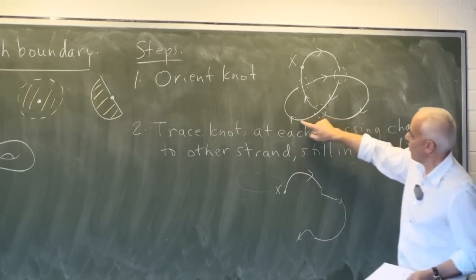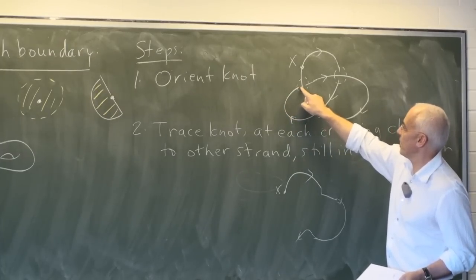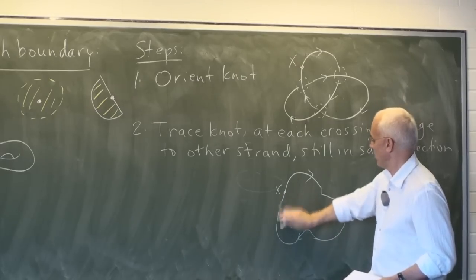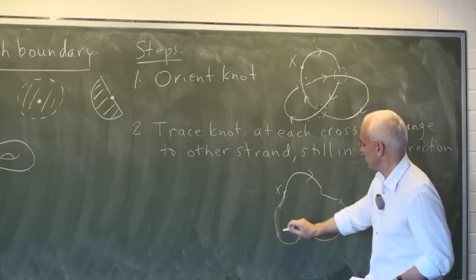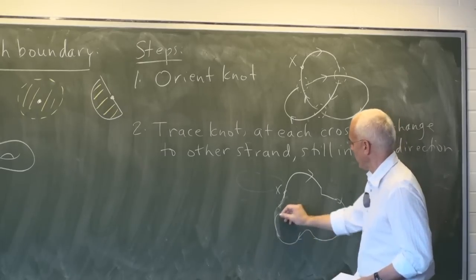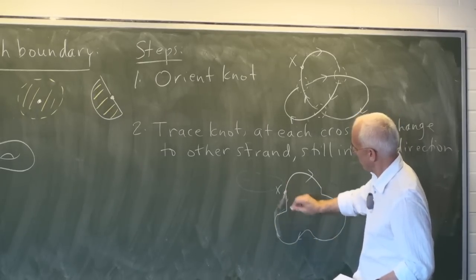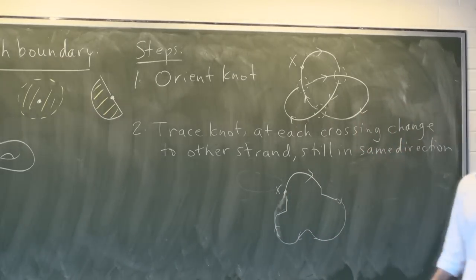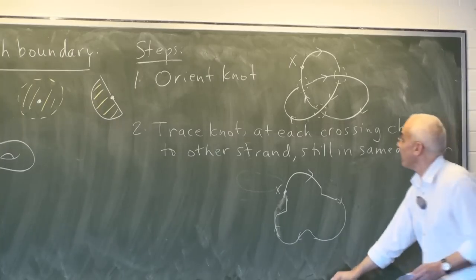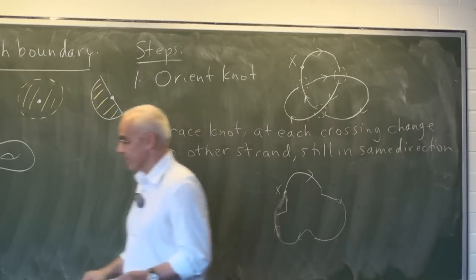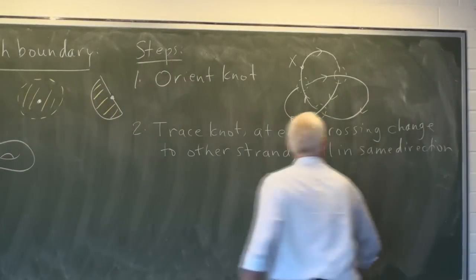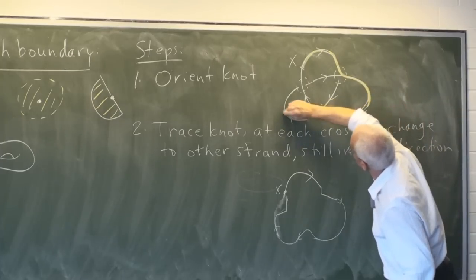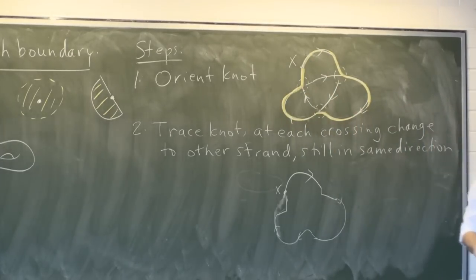And now we're over here. We carry on like this until we get back to that crossing again. Again, we turn back onto the first strand that we were on. So we're back to where we started, and we haven't traversed everything. We've in fact only gone around this part of it.